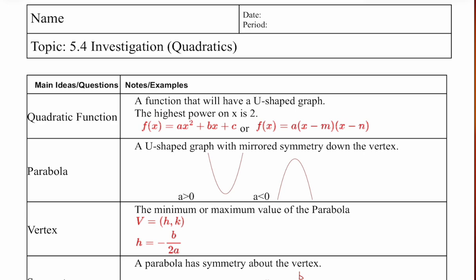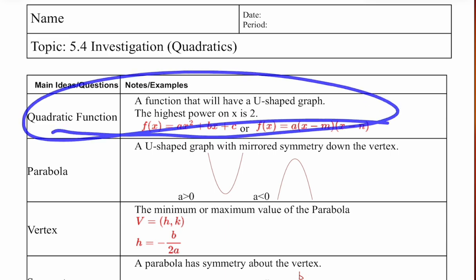So, Mod 5 is about quadratics, and with that, for whatever reason, they recommended I start at 5.4. So, let's first start with this section right here.